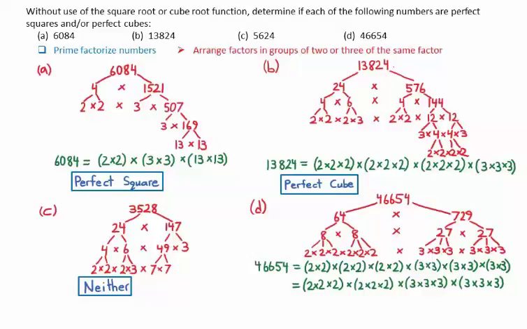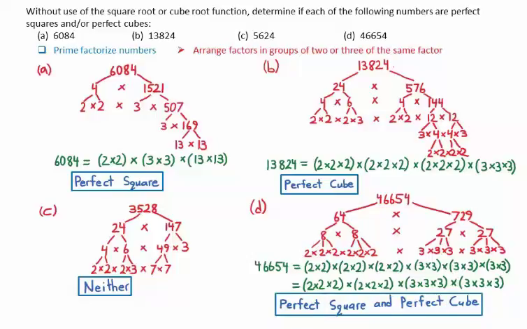This time we've arranged all of the prime factors into groups of 3. We can then say that 46,654 is both a perfect square and a perfect cube.